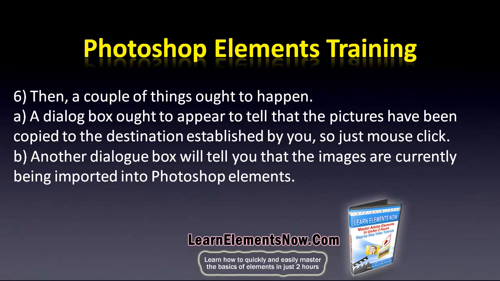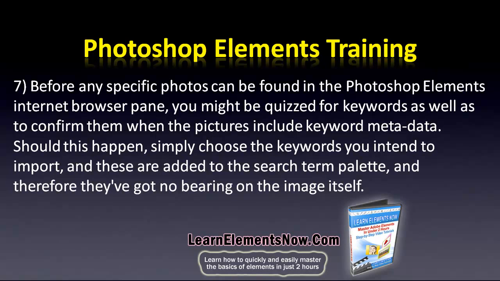6. Then a couple of things ought to happen. A dialog box ought to appear to tell you that the pictures have been copied to the destination established by you, so just click OK. B. Another dialog box will tell you that the images are currently being imported into Photoshop Elements. So 7. Before any specific photos can be found in the Photoshop Elements browser pane, you might be asked for keywords, as well as to confirm them when the pictures include keyword metadata. Should this happen, simply choose the keywords you intend to import, and then these are added to the keyword palette, and therefore they have no bearing on the image itself.